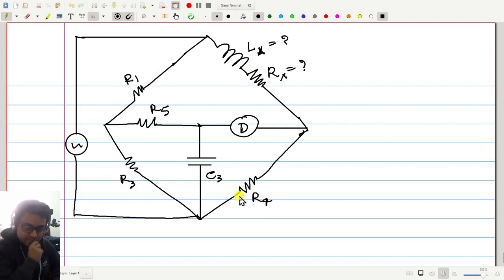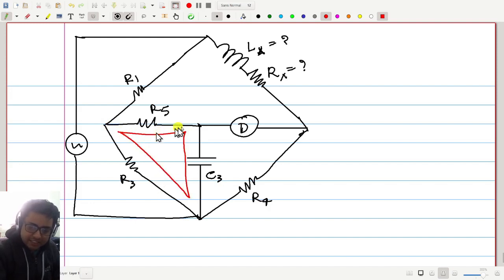But then maybe we can do another thing. If we know the detector resistance, we can convert it into delta. Good. So let us apply some star delta conversion. But we don't need the detector resistance. So now there are multiple possibilities. If you go for star delta conversion, one possibility is you consider this delta and replace it with a star. If you do that, then this impedance will go together with R1.